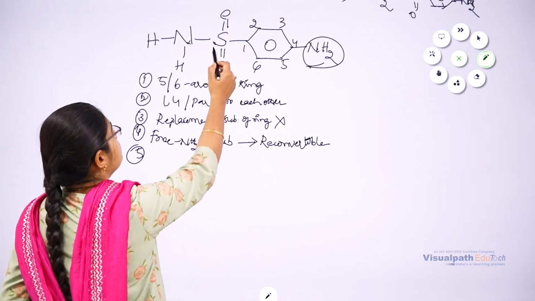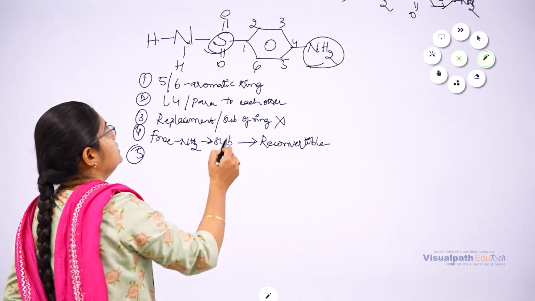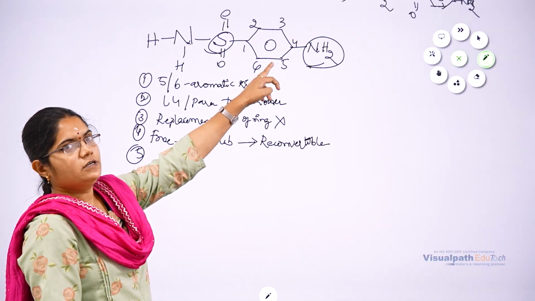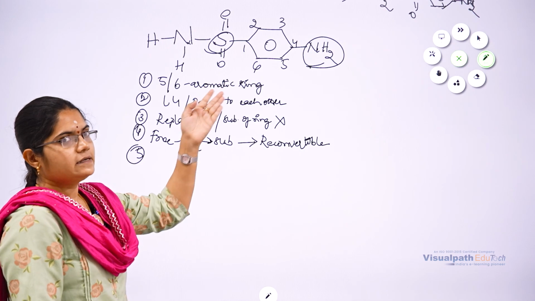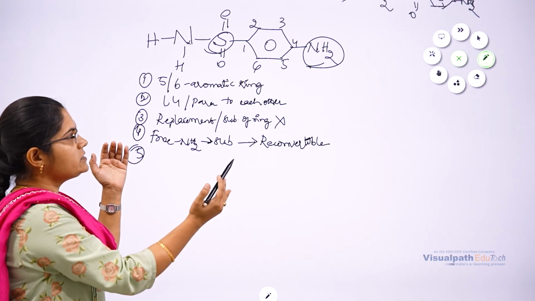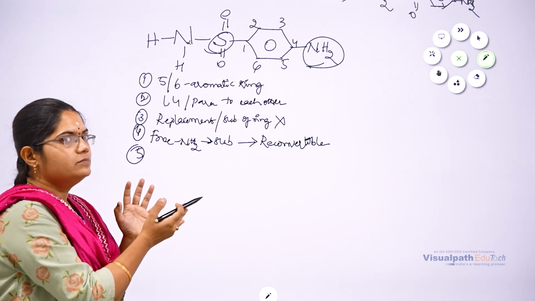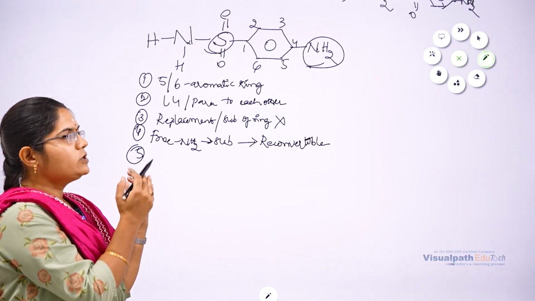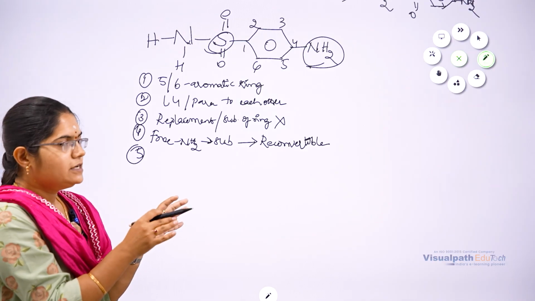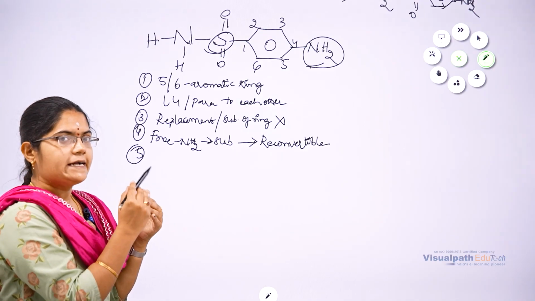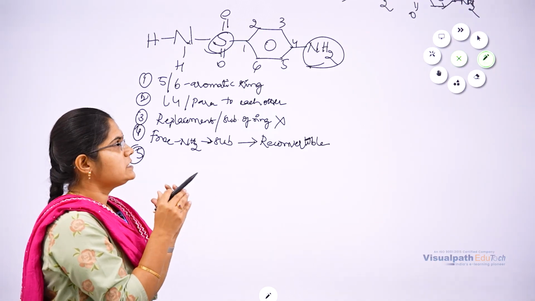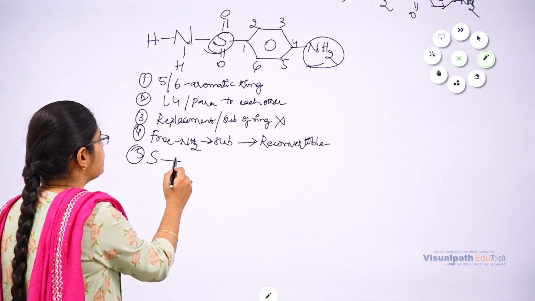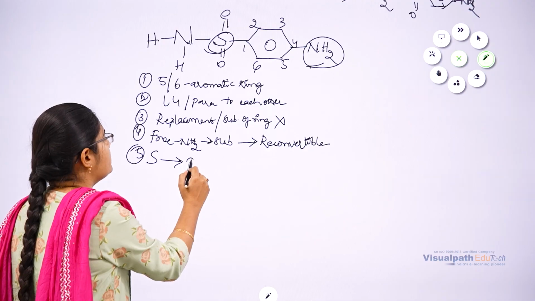Right? So next we'll talk about this sulfur group. This sulfur group should be directly attached to the benzene ring. It should not be linked by any other atom. It means sulfur and the benzene ring should not be linked by any other bridge atom. Only then will the activity of the drug be retained. If it is attached by any linker, the activity of the drug will be decreased, which means less potent compounds will be produced.